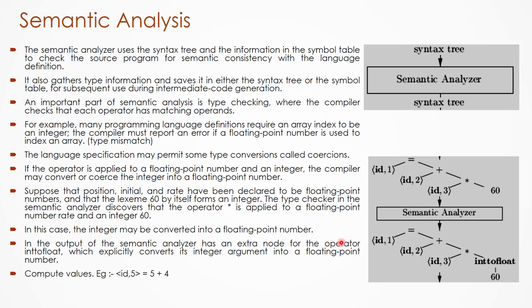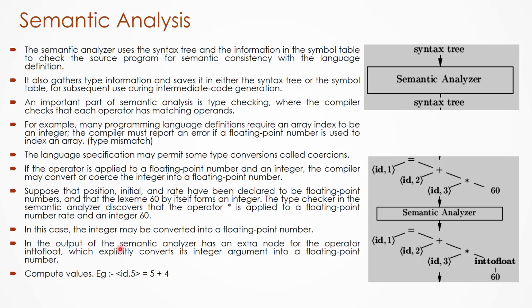So the output of the semantic analyzer is also a tree. But if you notice this tree, there is a difference. Earlier, we didn't have this int to float. So int to float is similar to a function or an operator which converts 60 to float. So the main functions of the semantic analyzer are automatic type conversion and also finding some semantic errors.